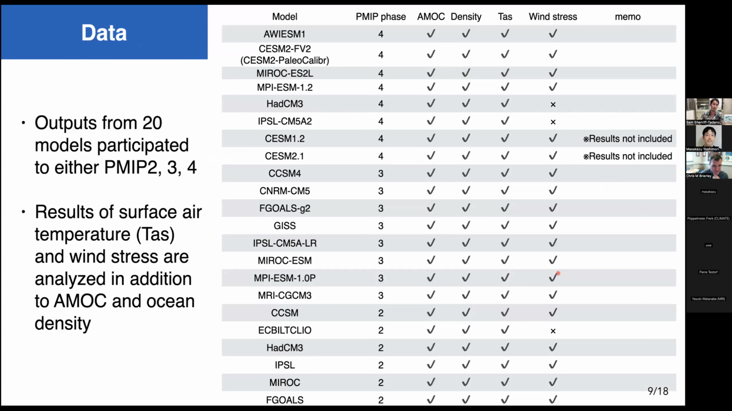So the data we have been using is from PMIP 2, 3, 4. And in this presentation, we're going to present results from 20 different models, but we also have some model outputs from CESM 1.2 and CESM 2.1. But these are not included in this presentation because we got them recently, not because I was lazy, hopefully. Anyway, in addition to the AMOC and oceanic density, we also analyzed the surface air temperature and the surface wind stress field for most of the climate models analyzed in this study.